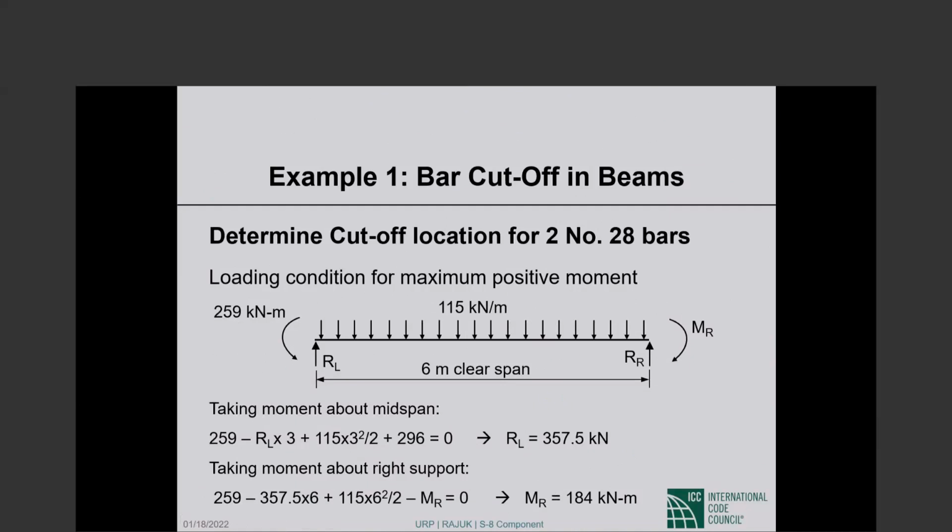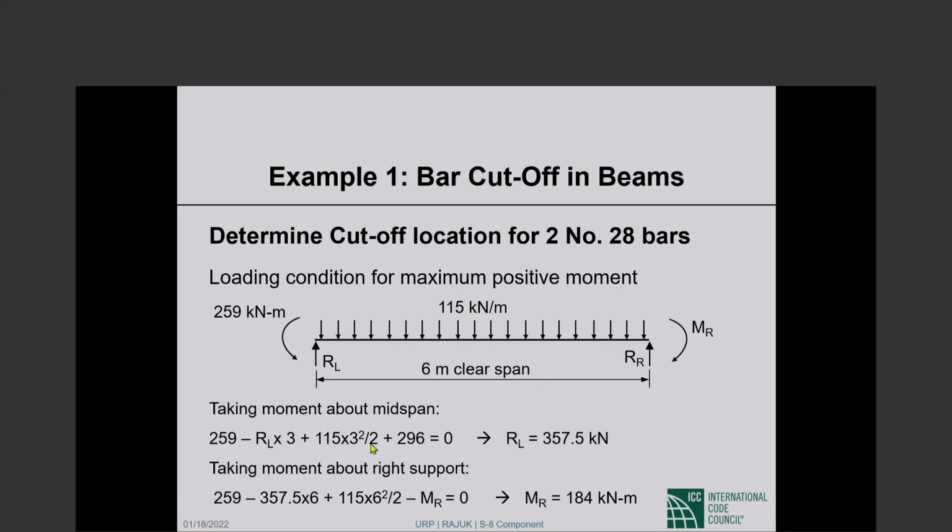So the beam with the load on it, 259, etc., taking moment about midspan. So there is a moment of 259 counterclockwise. Midspan would be 3 meters from the left. This reaction will cause a moment R sub L times 3, which is clockwise, so this is negative. And then 115 kilonewton per meter over 3 meters of span will cause a moment of so much, which is also counterclockwise, so it is positive. And 296 being a positive moment is also counterclockwise, and it is positive.